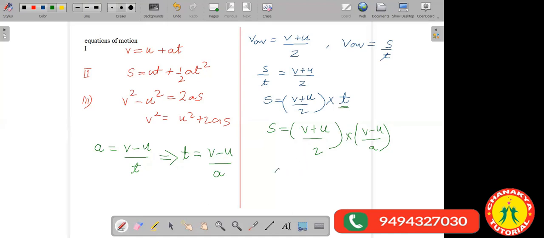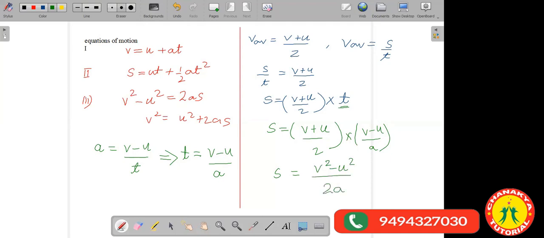So you can multiply the numerator and denominator. You will be getting here S equals, see, you have (V plus U) multiplied with (V minus U). So this is the formula of (A plus B) multiplied by (A minus B). What answer should we get here? A square minus B square, which is V square minus U square. So we'll get here (V square minus U square) divided by 2A.